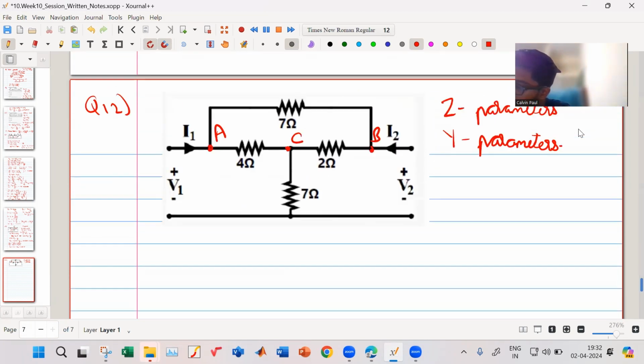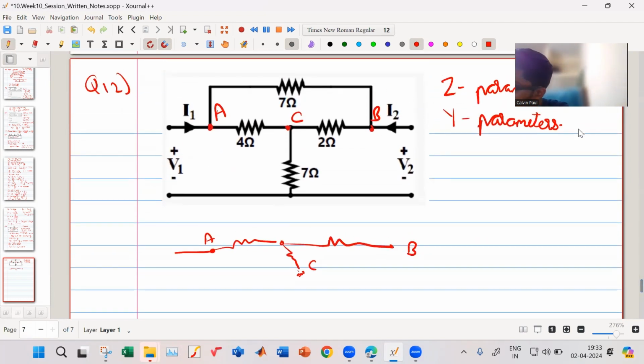One minute, let me draw it in an easier way. This is my A, this is my C, this is my B. First there's a delta, and you're saying to make it a T, right? And then further, I have this 7 ohm.